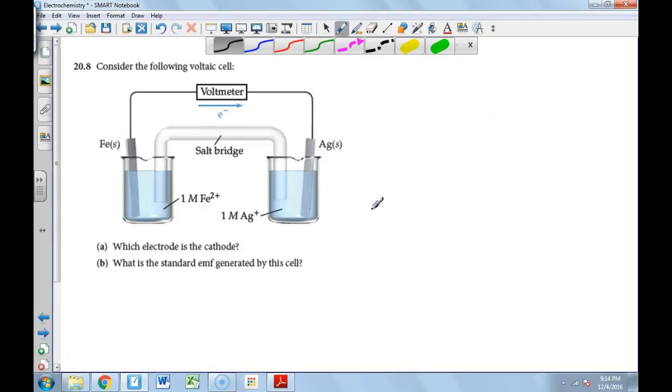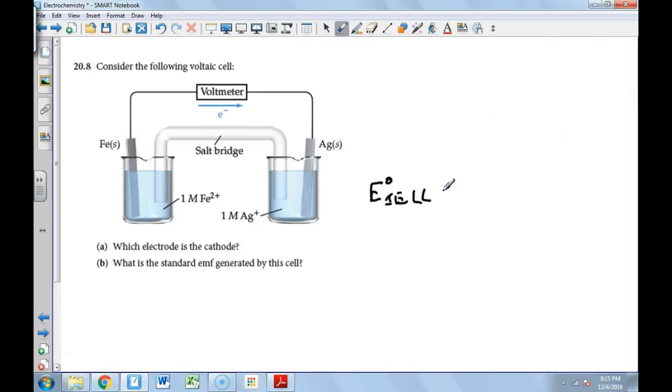In order to do this problem we have to know the basic idea of cell potential: the cell potential is equal to the potential at the cathode minus the potential at the anode. What we can do is look up reduction reactions. We have reduction potentials.